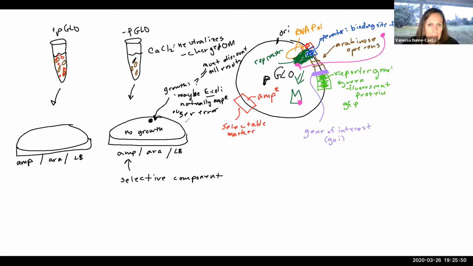Okay, or maybe contamination. So these are all possibilities of why you might see growth here, but the expectation is you would have no growth because you have ampicillin in the media acting as that selective component.